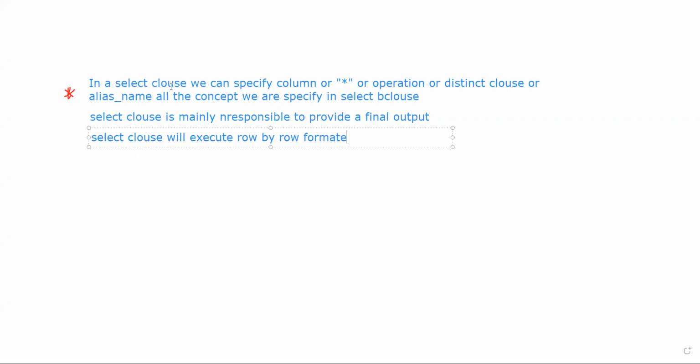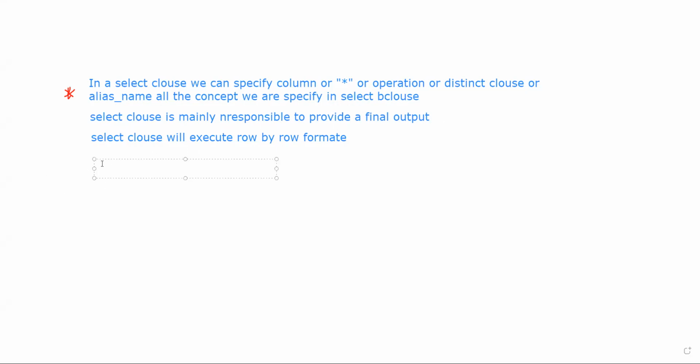In a select clause, yes, we can specify column name, star, or operations, or distinct clause, or alias name. All the concepts we specify in the select clause, right? And one more characteristic there. Select clause is mainly responsible to provide a final output. Select clause will execute in row by row format. Okay.